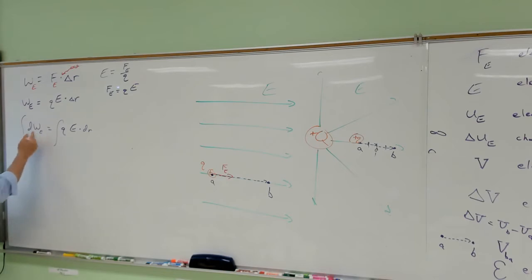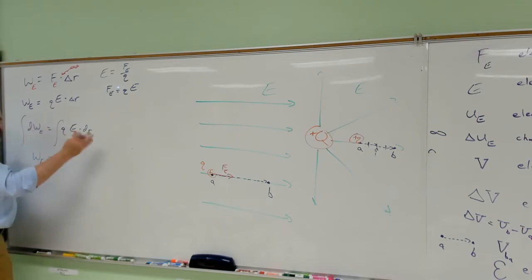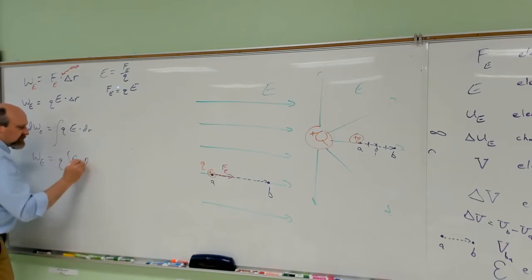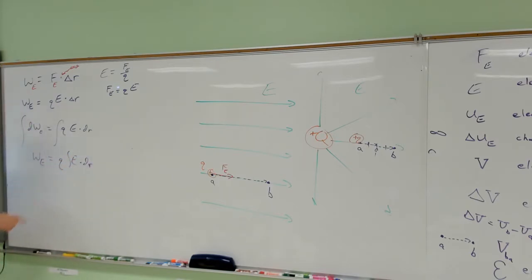If I add up all the dWs, that's just the total work. In this equation, Q is a constant. I'm not changing the charge size as it moves. I can factor that out of the integral. This is going to be my equation for the work done by an electric field. And this will apply even if my E field is changing as I go. I can still use this.